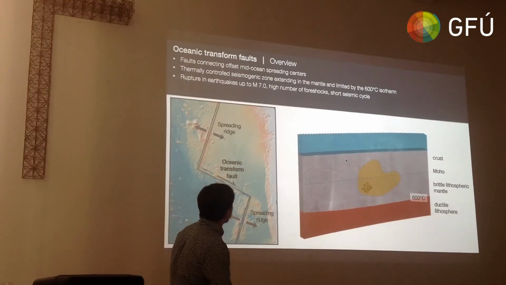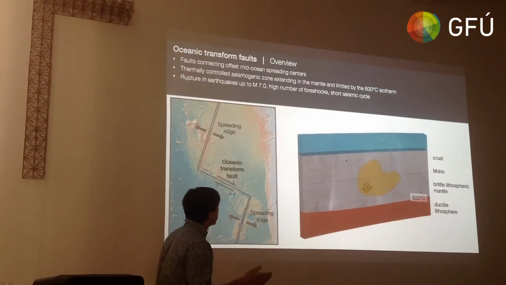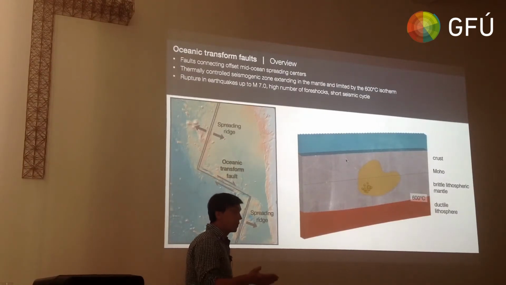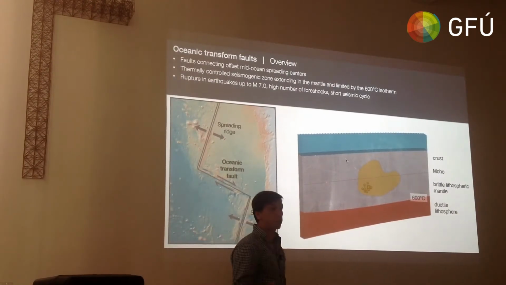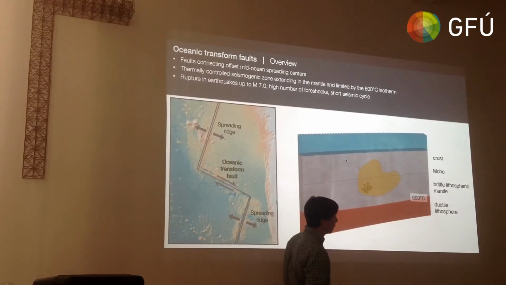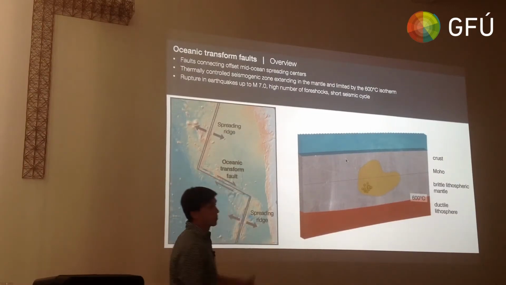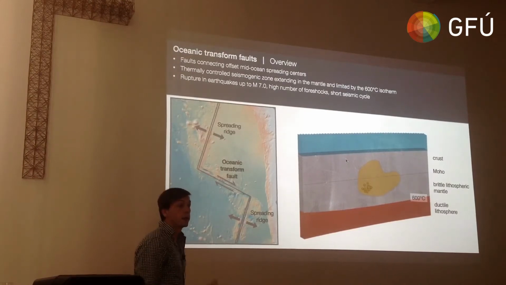They rupture commonly in earthquakes up to about magnitude 7, and these earthquakes are quite special because commonly they have a high number of foreshocks, which we can sometimes see on subduction earthquakes too, but it's not that common. So people have actually shown that there's a certain kind of predictability, both long-term because they occur quasi-periodically, and short-term because there are those high foreshock rates.